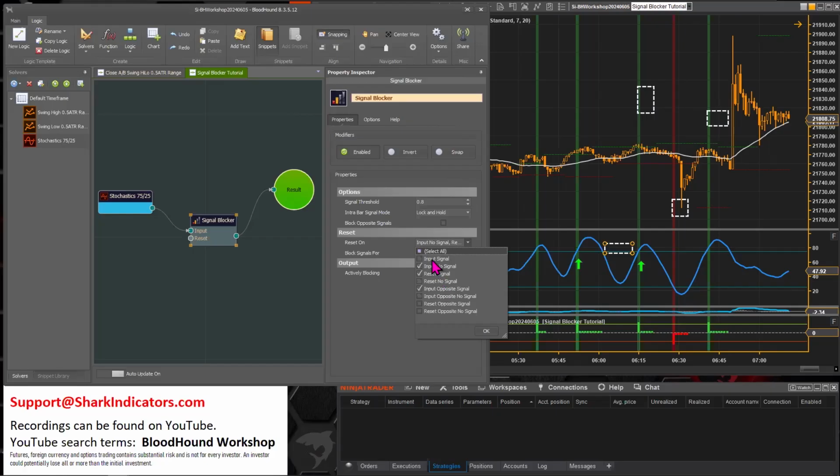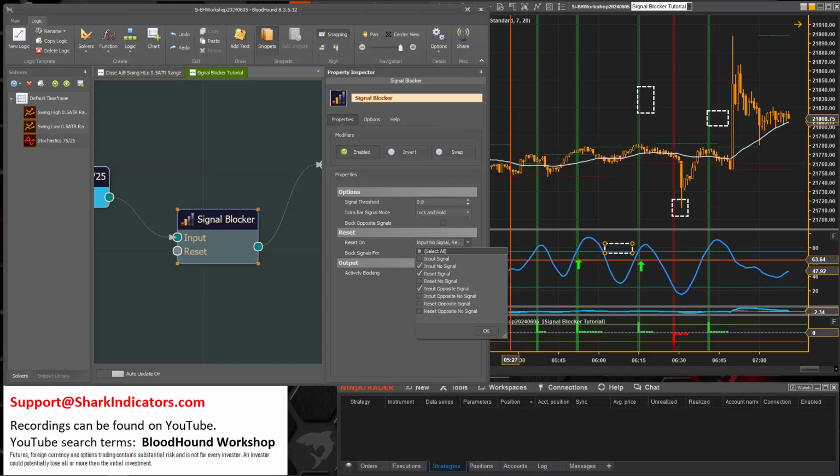If you notice the first word of all of these is either input or reset. So the first word refers to the connection point. Are we talking about a signal coming in to the input, or is a signal coming into the reset? And then the next part is identifying the condition coming into that connection point.